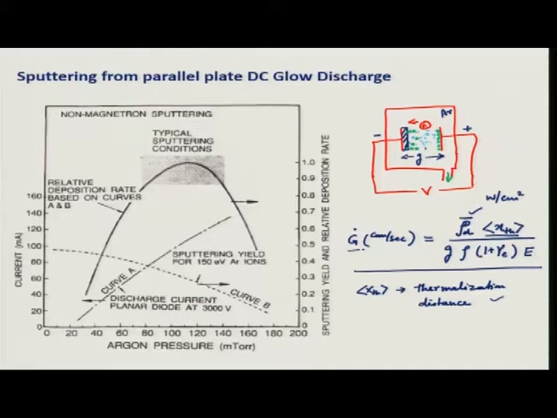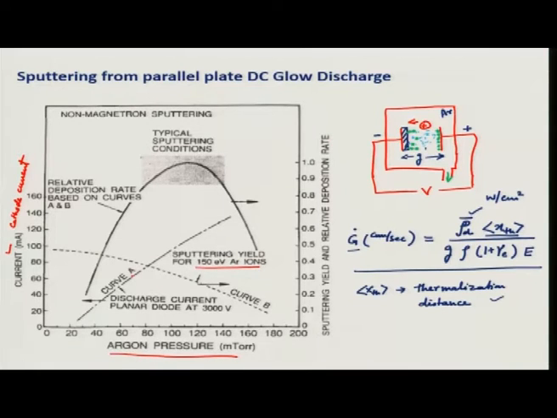This graph has argon pressure on the x axis. For the same energy of the ions, the energy is kept the same and the pressure is varied, and we can measure the current. This is the cathode current due to ions. On the right hand side we can record the sputtering yield and relative deposition rate. So we have two curves here, curve A and curve B.